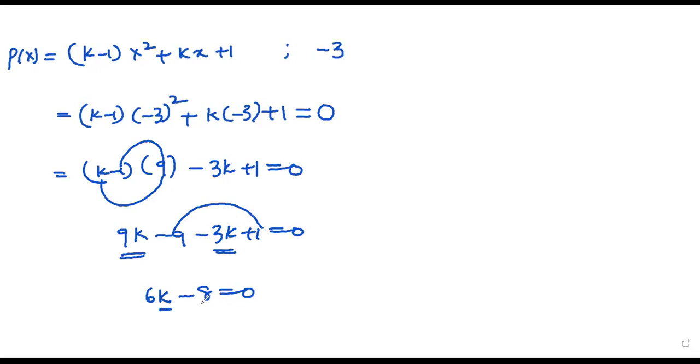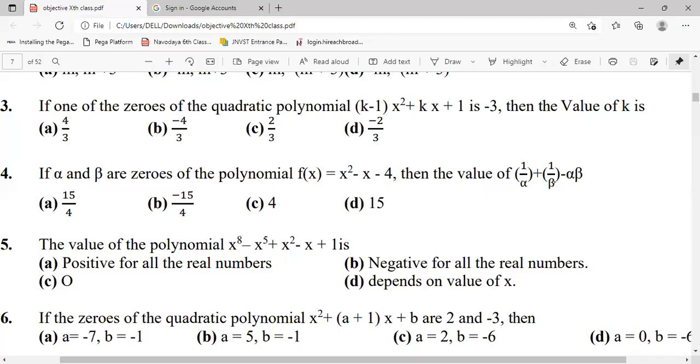We want k, so send this 8 to this side. It will become 6k is equal to 8. k equal to 8 by 6. That means 2 3s are 6, 2 4s are 8. Now 4 by 3 is the value of k.